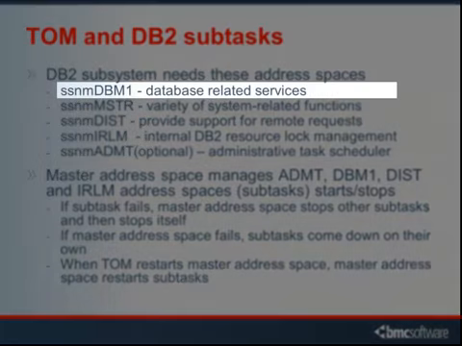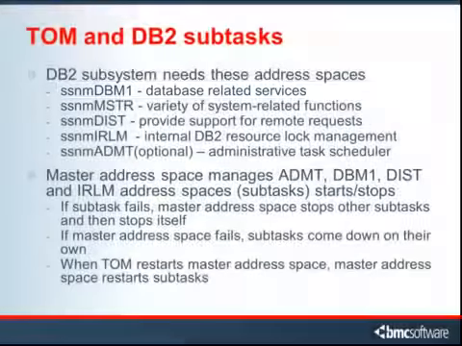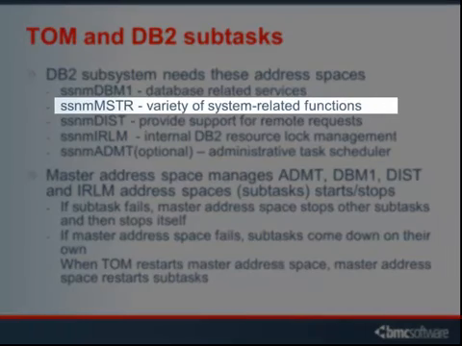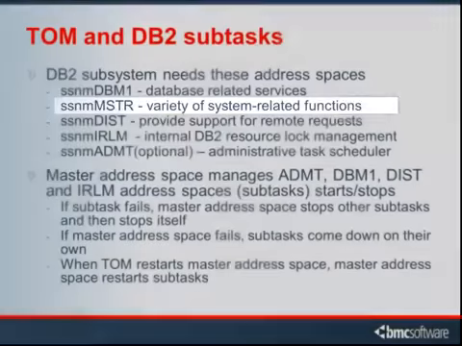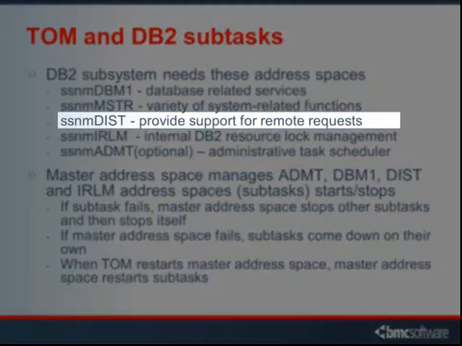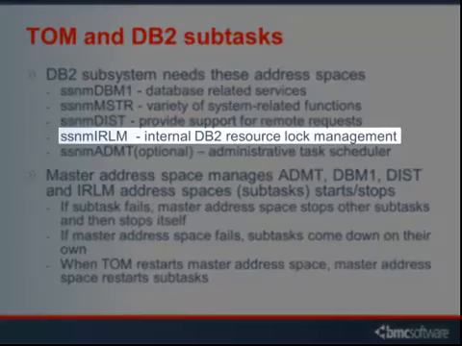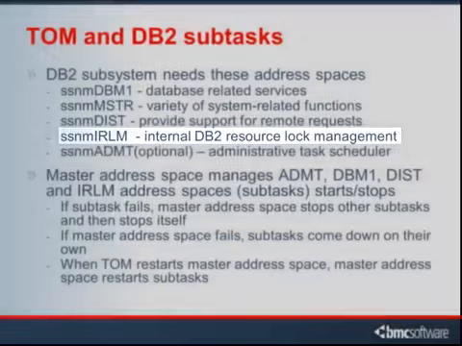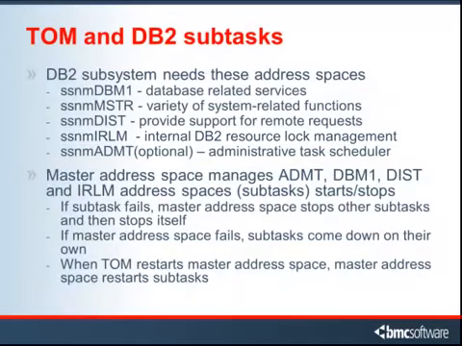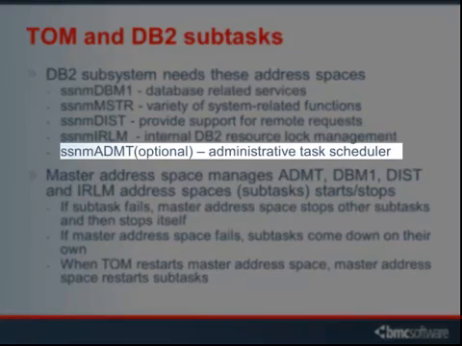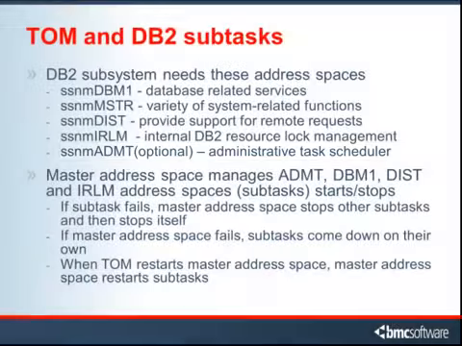A Db2 subsystem needs 4 address spaces to operate on a z/OS system: DBM1 for database-related services, MSTR for a variety of system-related functions, DIST to provide support for remote requests, and IRLM for Db2's internal resource lock management. You can also specify an administrative task scheduler address space by defining an ADMT address space.